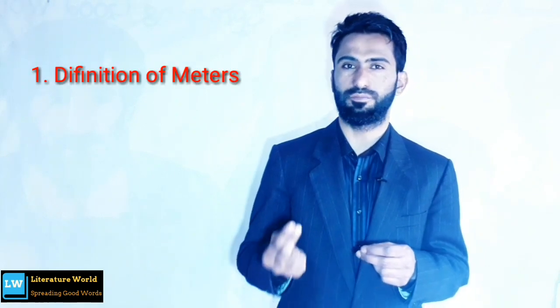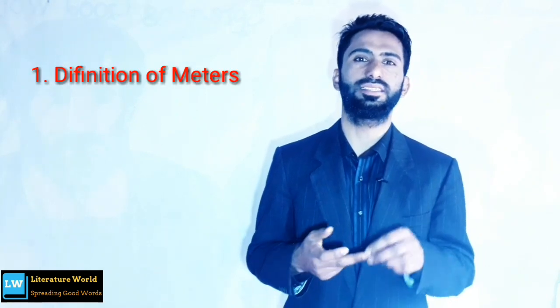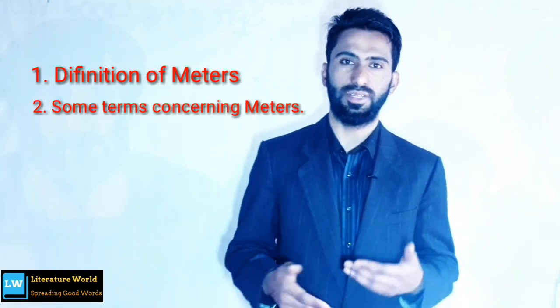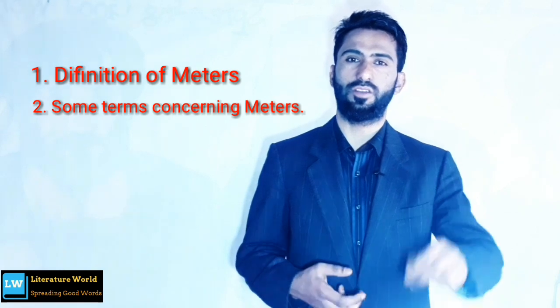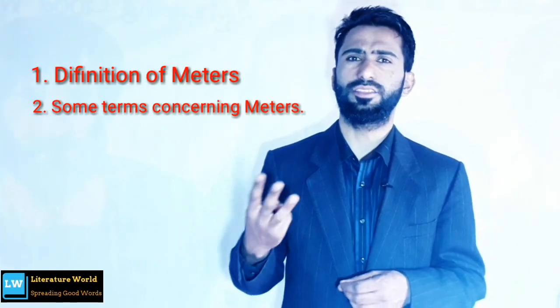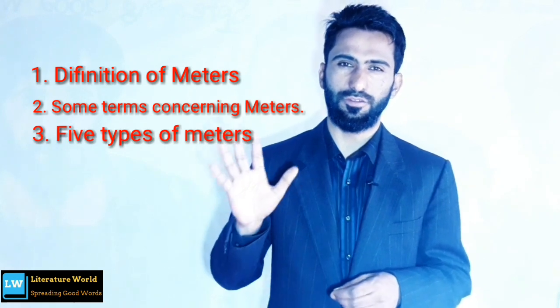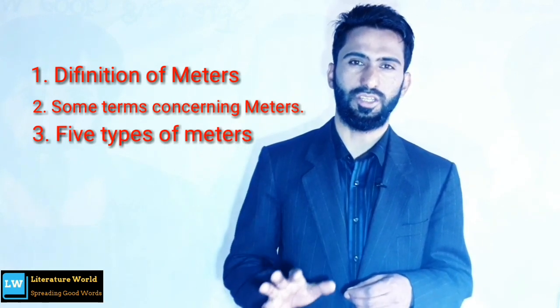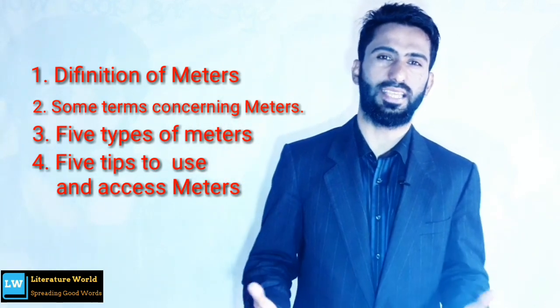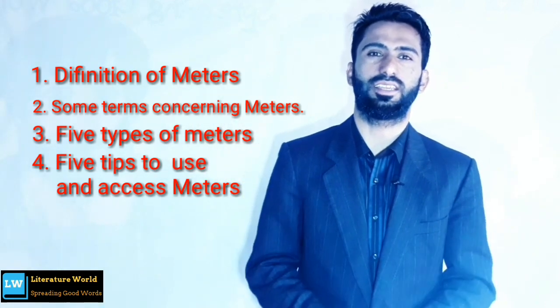I have divided the explanation into 4 sections. In the first section, we shall be talking about the very definition of meters in poetry, and in the second section, we shall get acquainted with a few terms related to meters, like syllables, foot, unstressed and stressed. And in the third section, we shall be talking about the 5 types of meters. And the last shall be dedicated to the 5 tips on how to assess and how to use meters in poetry.